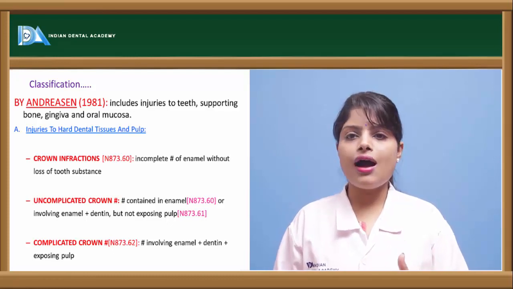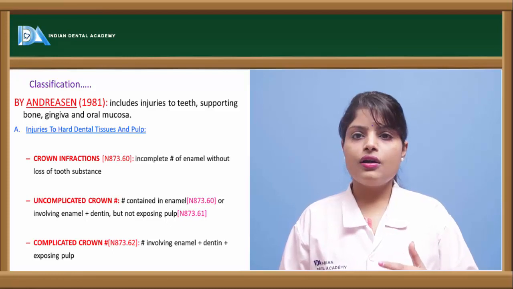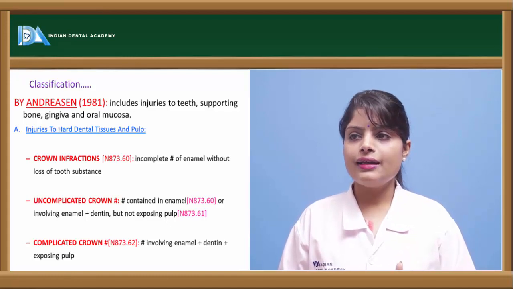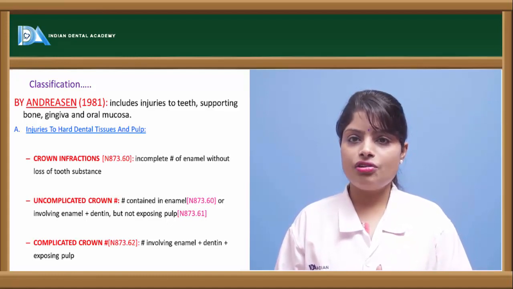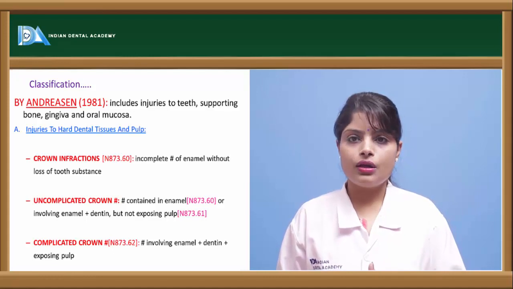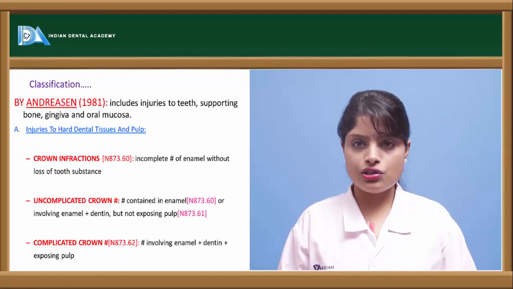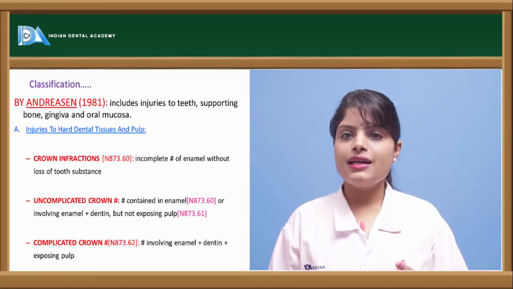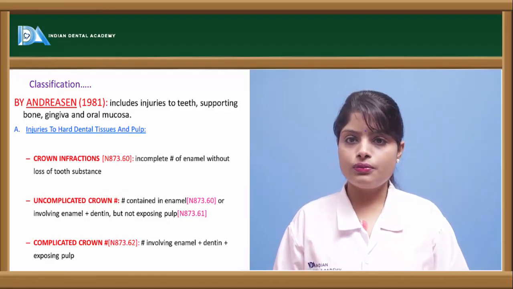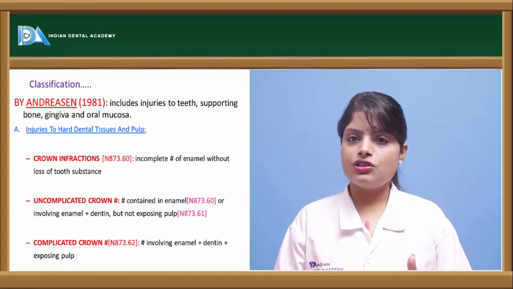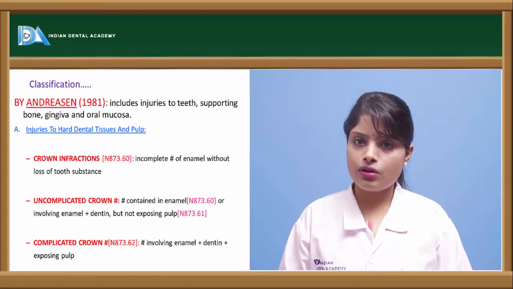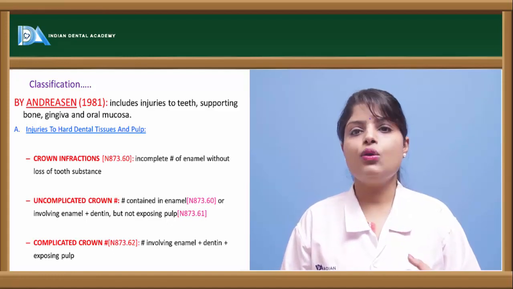The injuries to the hard dental tissues involved crown infarction, which is also represented as numeric like N873.60 and further on. So what basically is crown infarction? Crown infarction is a craze or a slight hairline fracture in the crown. That is, in the crown of the anterior teeth have a slight fracture due to a blow injury. It is an incomplete fracture of the crown. It basically involves enamel only.